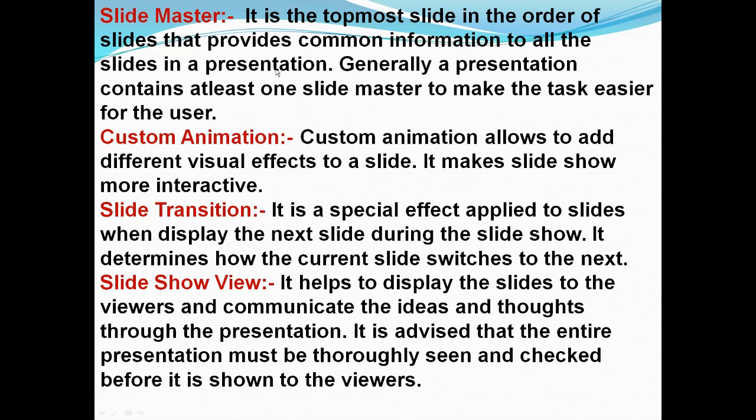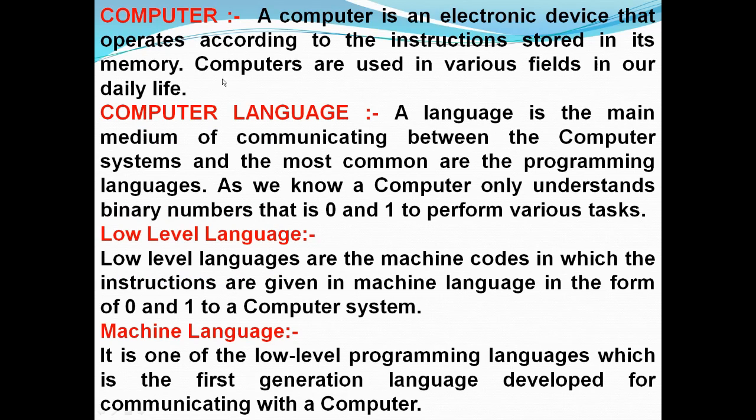This is the revision of visual effects. Now next, this is the revision of computer language. Computer. First we know what is computer. A computer is an electronic device that operates according to the instructions stored in its memory. Computers are used in various fields in our daily life. We know nowadays computers play an important role in our life. In each and every place we use computers in different forms.